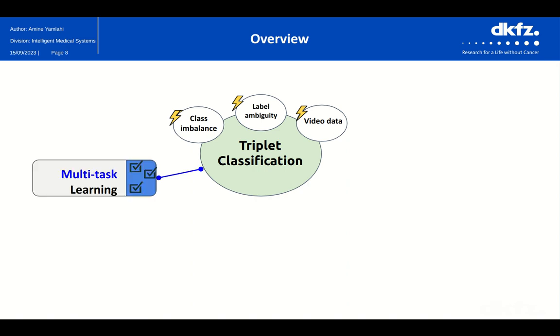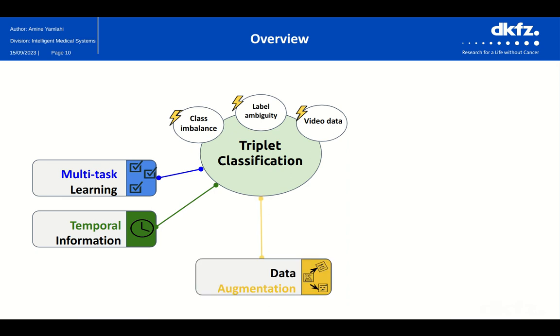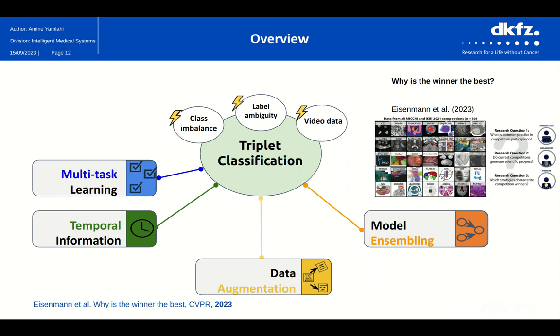An obvious idea is using multitask learning to leverage the fact that we have labels for the individual instruments, verbs, and targets. Similarly obvious is the use of recurrent neural networks given the sequential nature of the data. Additionally, data augmentation and model ensembling techniques are common successful strategies, as also shown in our recent CVPR paper, Why is the Winner the Best?